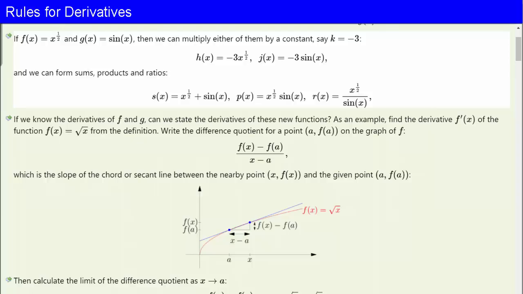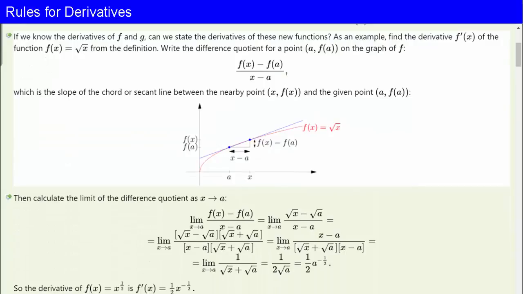This develops an entirely new group of functions, and if you doubt that these new functions are wildly different from the originals, I suggest you graph some of them. Now the fundamental question: if we know the derivatives of f and g, can we state the derivatives of these new functions? That's the question we're going to answer in this lecture.